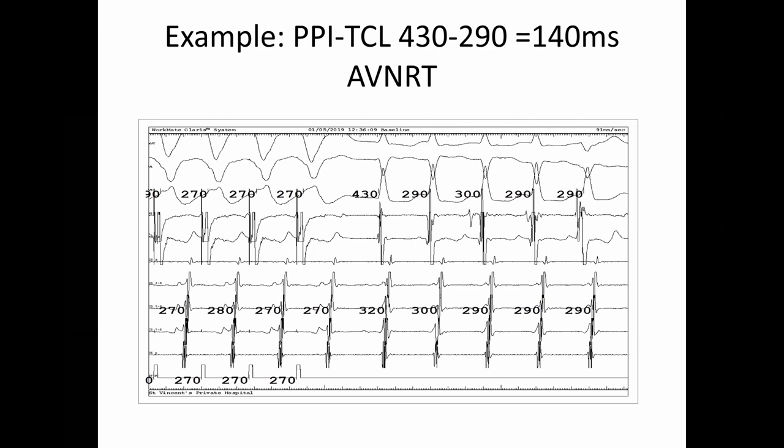So here is an example of AVNRT. This was the slide we used before with our VAV response. The post-pacing interval is 430 milliseconds from the entrain site back to here, and the tachycardia cycle length is 290 milliseconds. So the PPI minus TCL is 140. That is greater than 115, so that's in keeping with AVNRT.